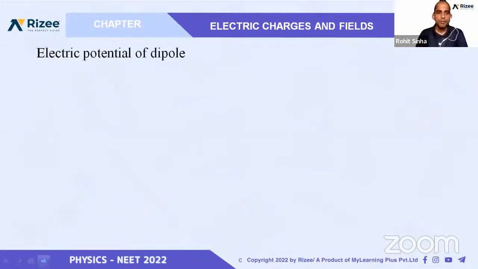Now we are discussing the electric potential of a dipole. Remember, this is a very important concept. I will skip the derivation part because it is important for board exam, and we are focusing on NEET exam. Let us take minus q and plus q, separated by distance d. We have to calculate at a general point r, where this angle is theta. At this point, we have to find the electric potential of the dipole.